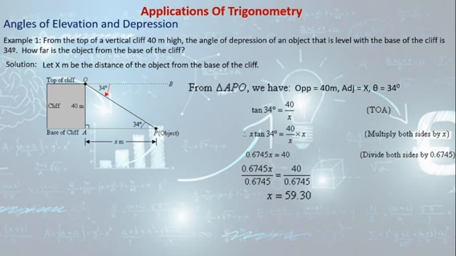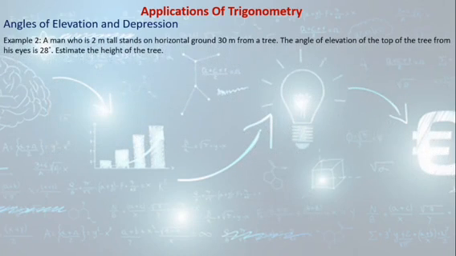Another example, and in this particular example there is a little bit of a difference from the other one, not only because we are dealing with the angle of elevation, but also because there is a man who's looking up. The angle of elevation is being created by a man who is 2 meters tall. So we are not going to draw the line of sight to the top of the tree from the foot of the man, which would have been the floor or the ground.